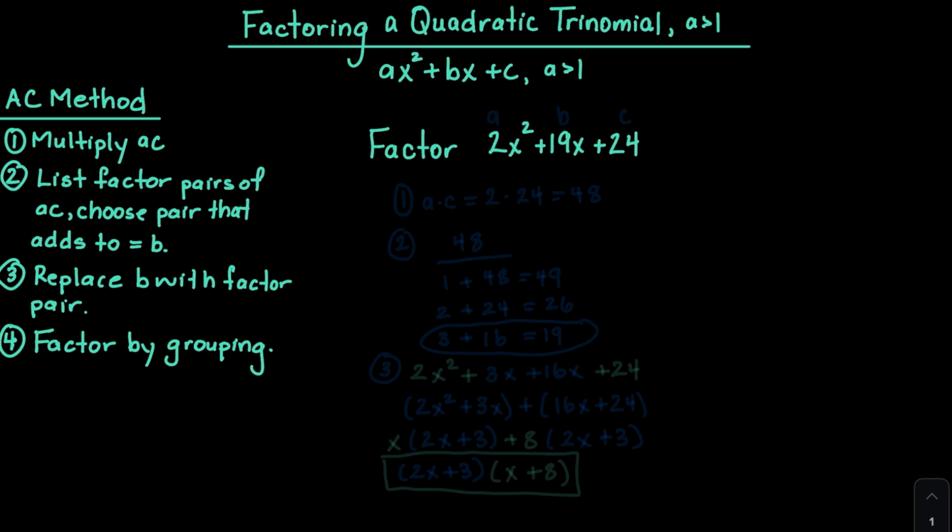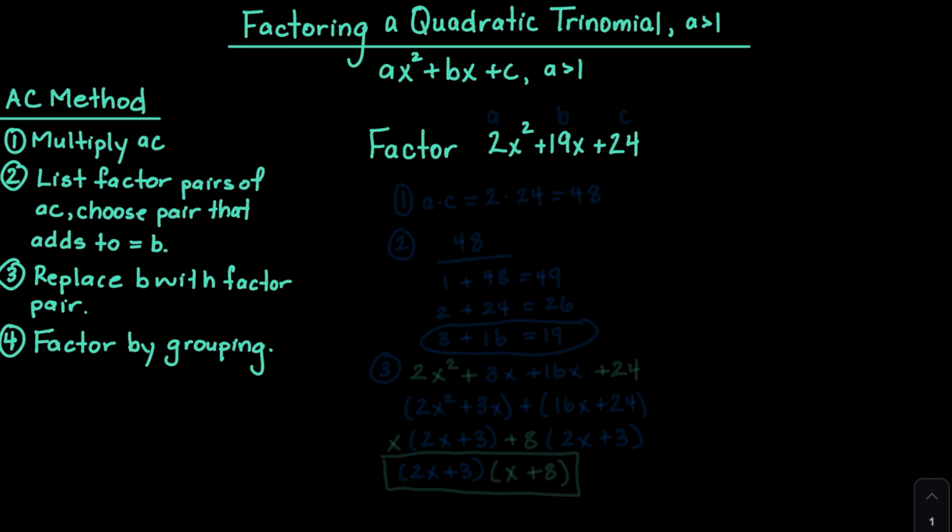So we've got 4 steps we're going to cover. First, we're going to multiply A and C. Second, similar to when A is equal to 1, list the factor pairs of AC, and we're going to choose the pair that adds to equal B. Third, we're going to replace B with our factor pair, and then fourth, we're going to factor by grouping.